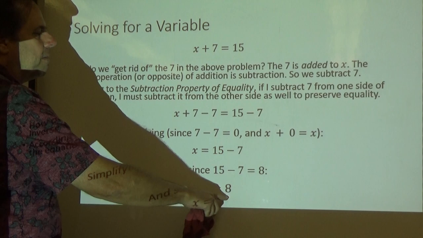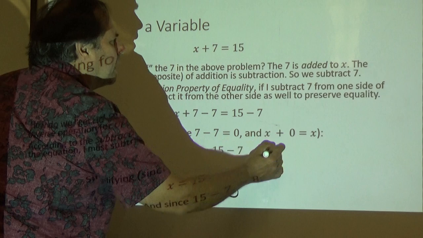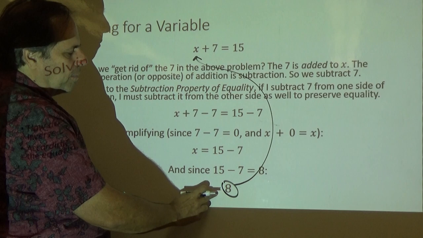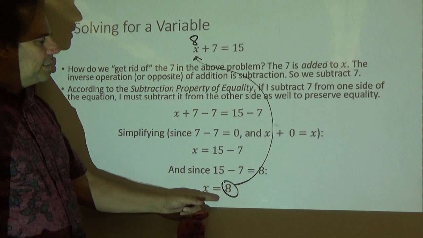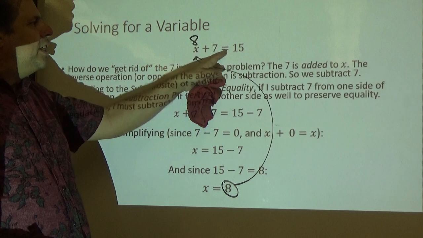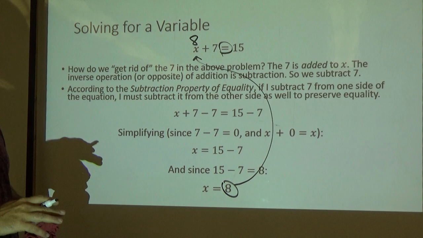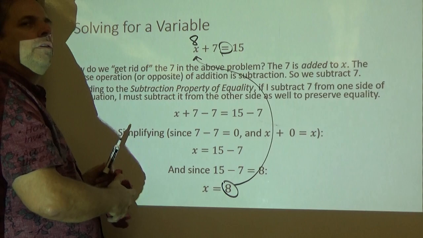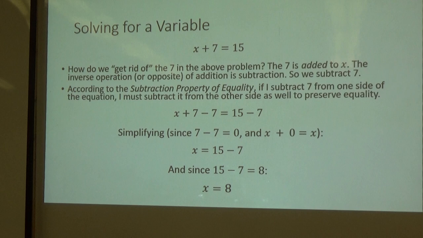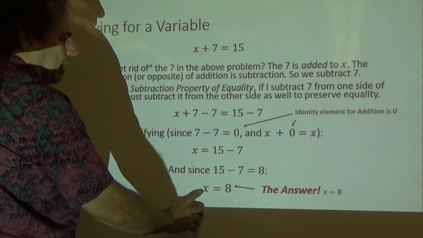Now let's take this result and go back to the original equation. Anywhere that I see x, since it's equal to 8, I can substitute in an 8, because I know x equals 8. 8 plus 7 equals 15, it's true. This equation, equal sign, is still true, because we didn't do anything to one side that we didn't do to the other, it stayed equal. Right? The answer is 8. X equals 8.